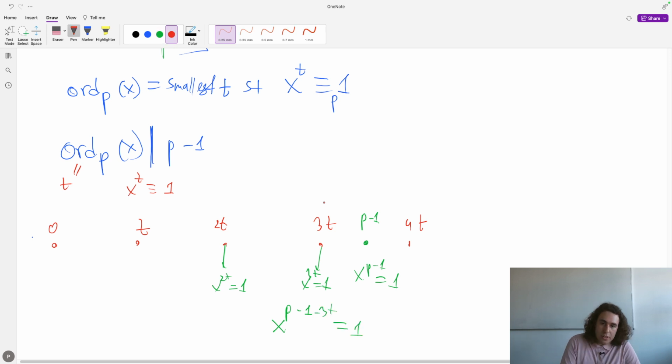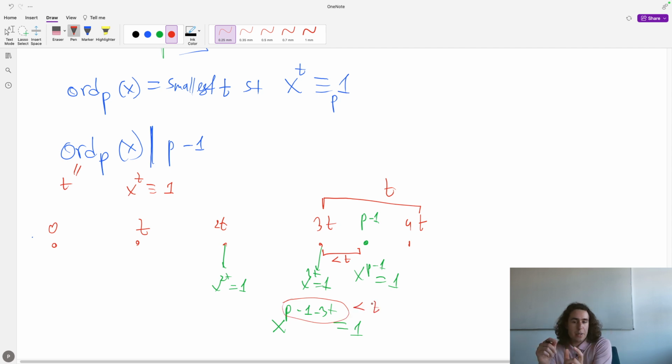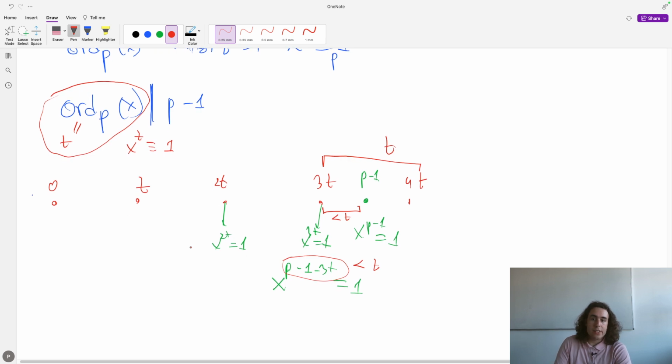But you can see that this distance is t, so this distance is strictly smaller than t. We just took the number p minus 1 mod t, so we got something smaller than t. And in this power we also get 1, which is a contradiction because we defined t to be the smallest power such that we get 1. So actually it turns out that all powers s where x to the s is equal to 1 are just multiples of the number t.